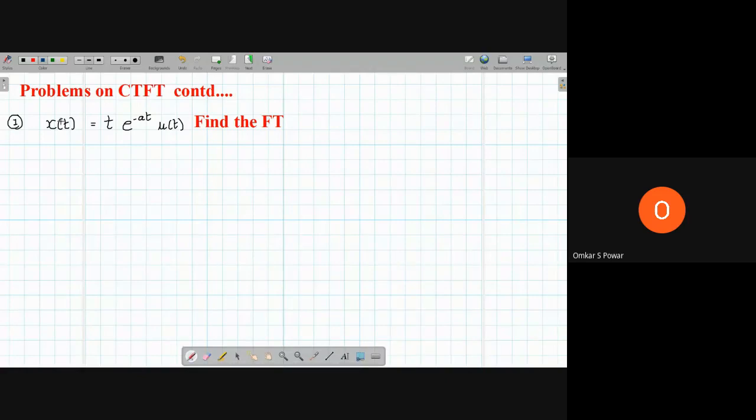So what's the problem given? Find the Fourier transform. So first thing we have to do is understand the problem. What is given? Given is the time domain signal because it is x of t, and it is continuous because it is t, not n. So x of t is equal to t e power minus at. You have to find the Fourier transform of the given signal.